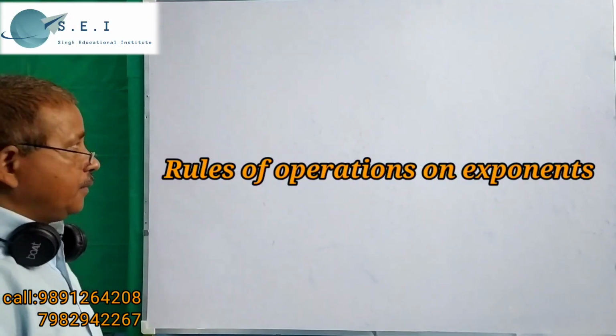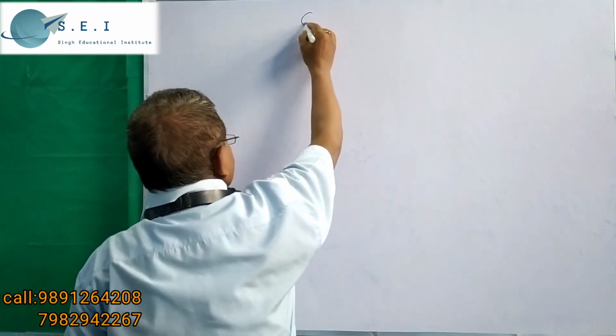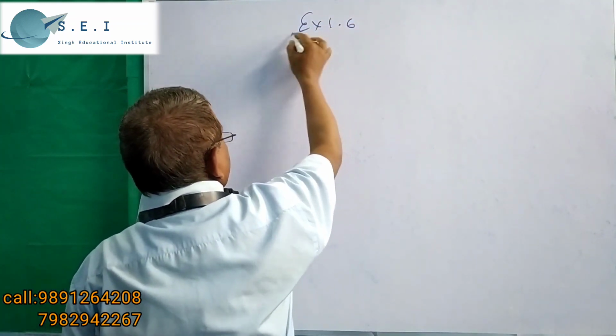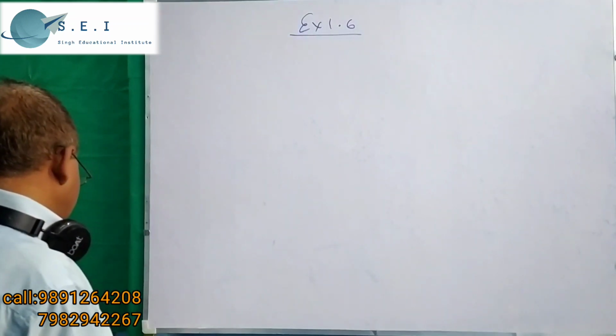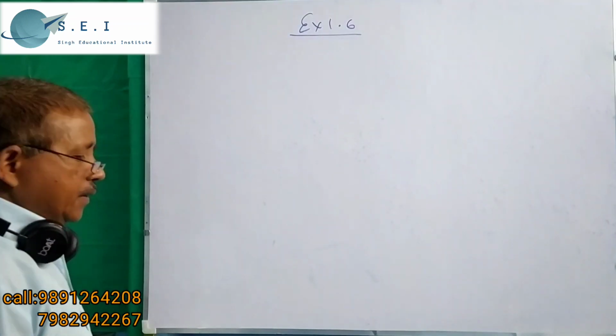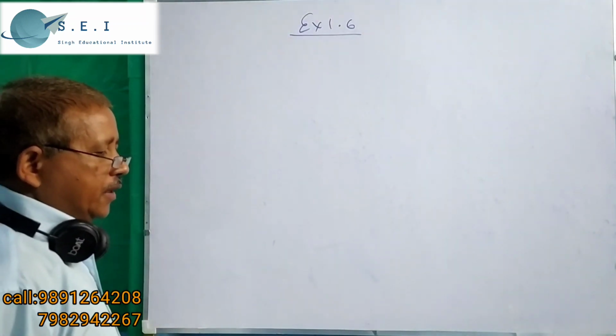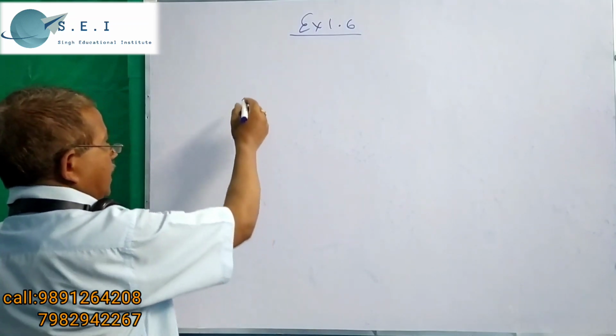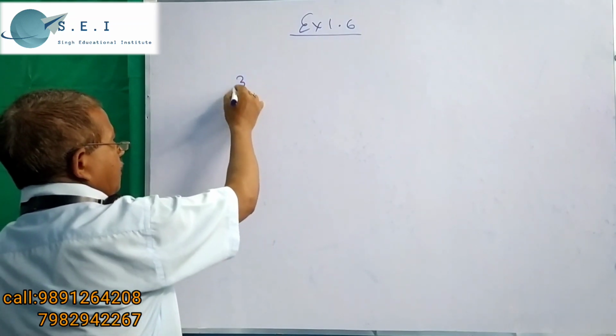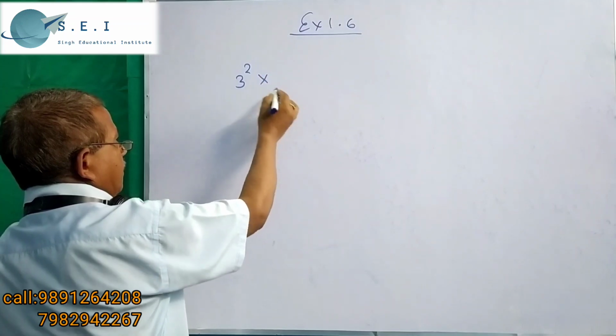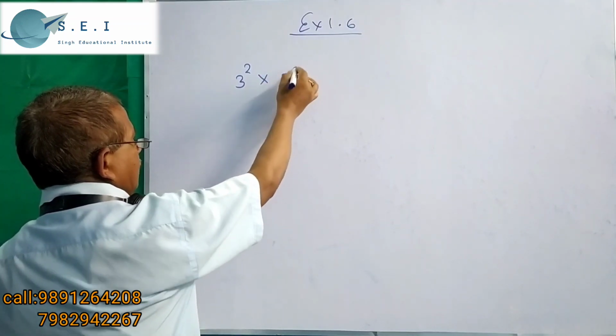Topic is 1.6, Exercise 1.6. In this topic, we learn about laws of exponents. Let 3 to the power 2 multiplied by 3 to the power 3.